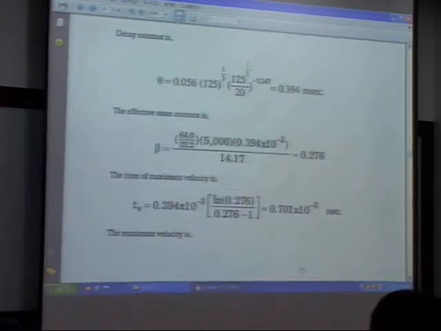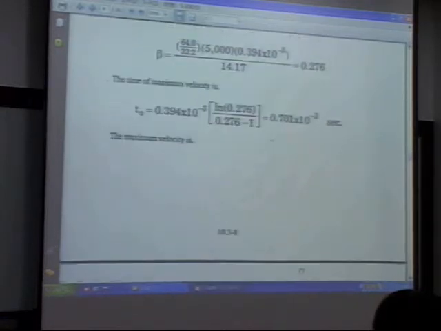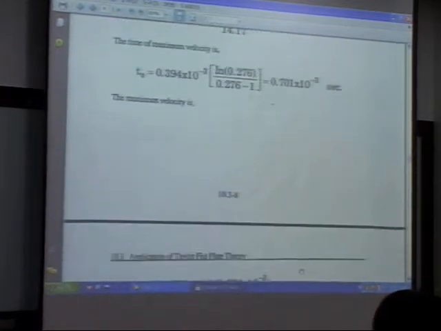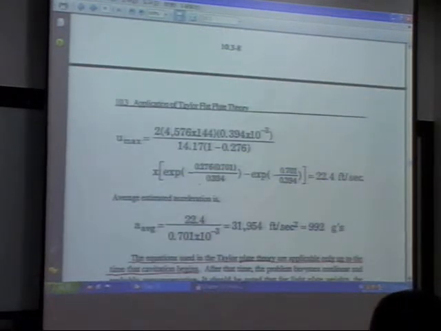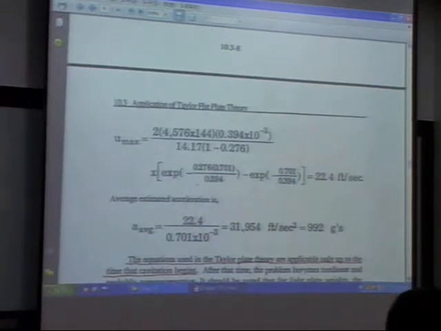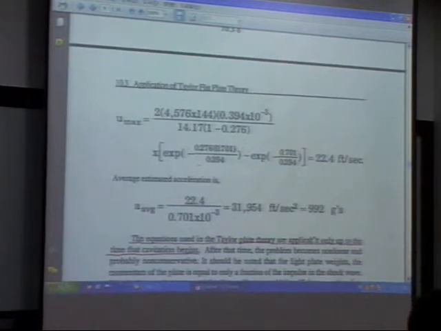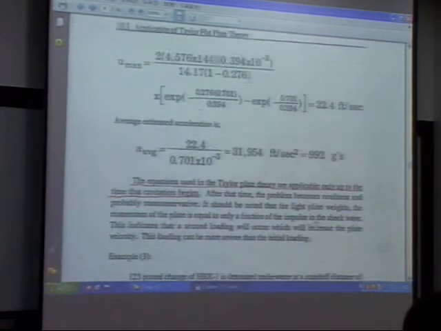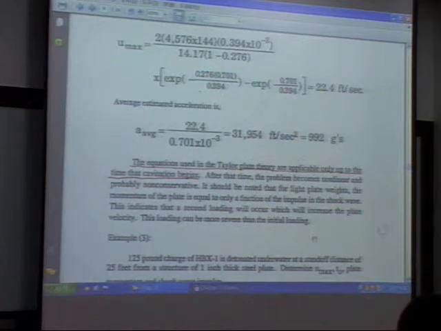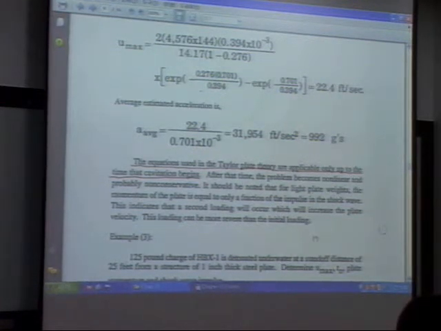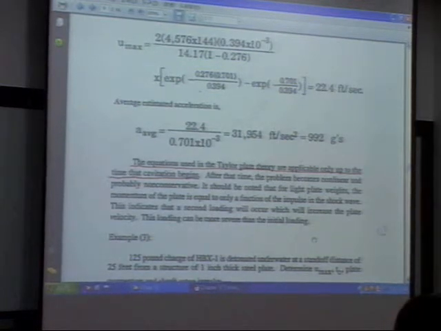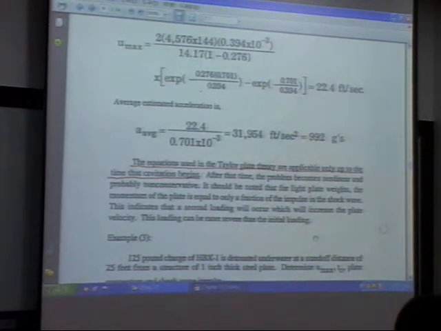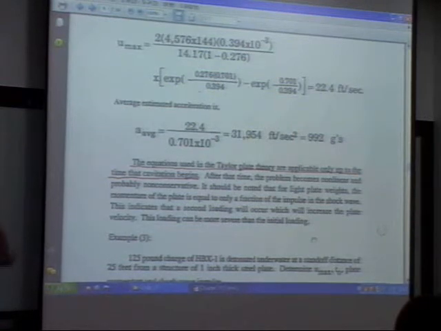After that you compute the P max and theta, you all know that, that's easy. And the theta you have to compute, then T naught, with all the basic parameters you compute that, then you compute the U max, then you compute the average acceleration. So here it is 992 G's. About 1,000 G. That's a tremendous acceleration.